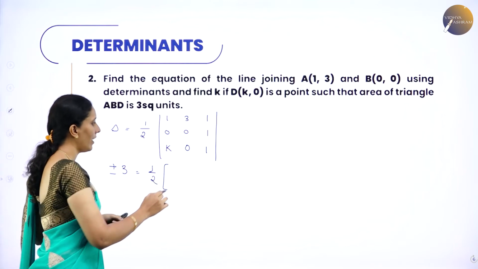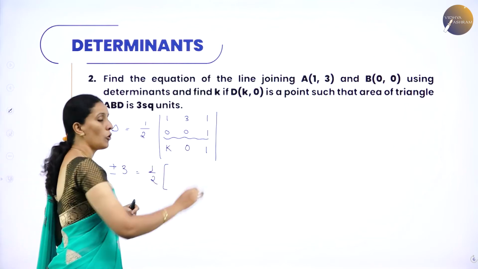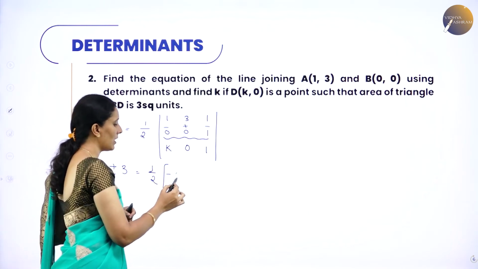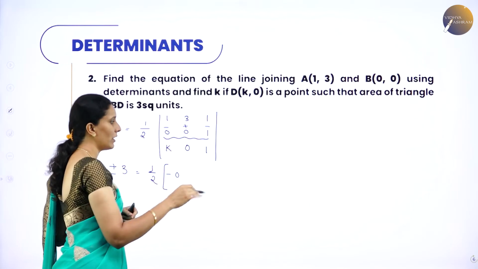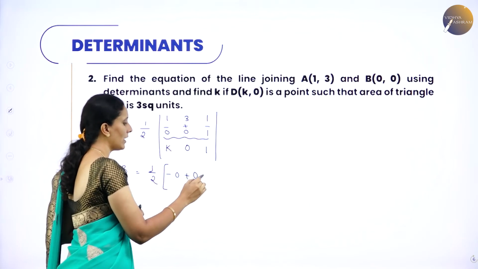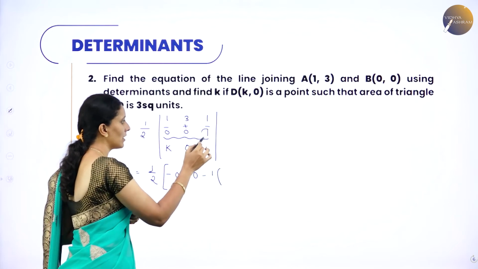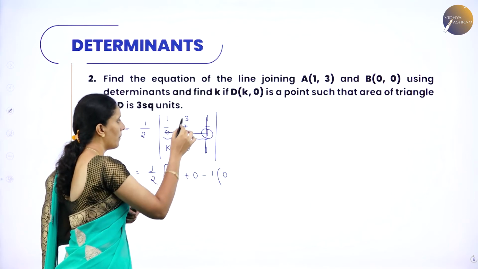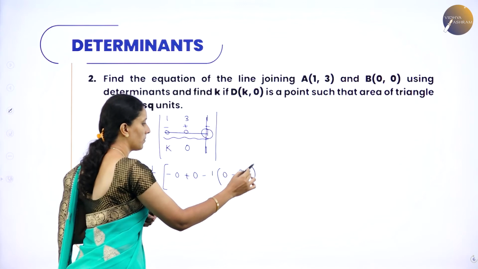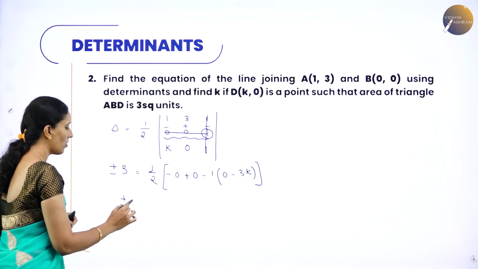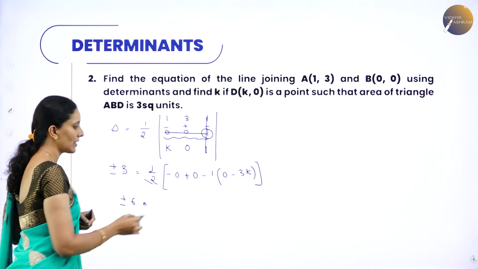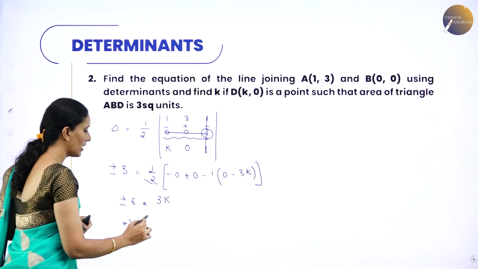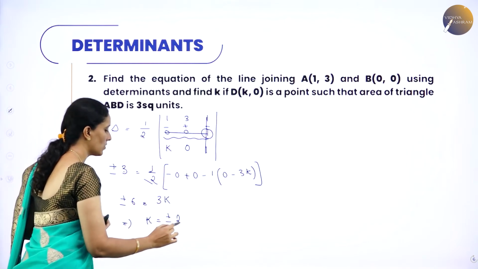Now let me expand it with the help of the second row. The second row signs are minus, plus, minus. So this becomes minus 0, and 0 into any determinant value is 0. Next is plus 0, then it is minus 1. So minus 1 times the determinant obtained by deleting that row and column, we get 1 into 0, 0, minus 3 into k, 3k it becomes. Now this becomes plus or minus 6 because 2 into 3 is 6, equal to 0 minus 1 into minus 3k, which becomes 3k. So this implies the k value is plus or minus 2.